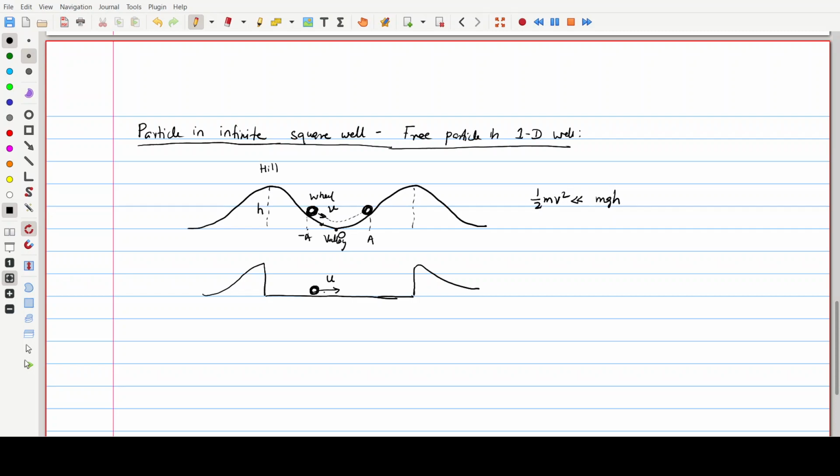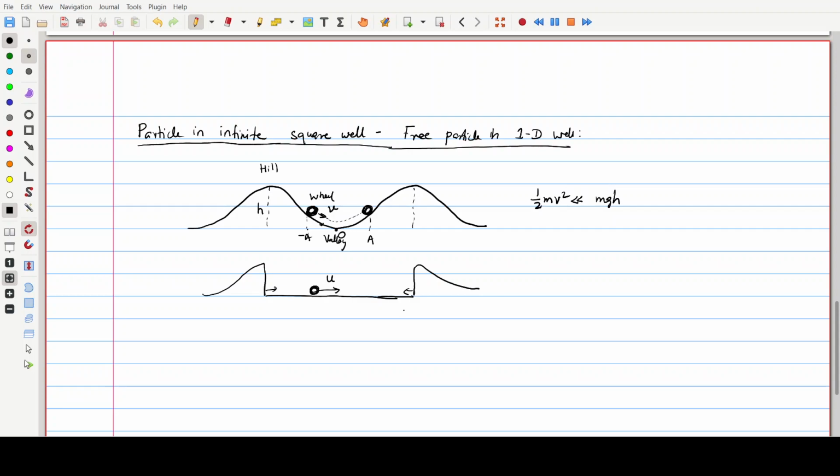Will it be able to climb the hill as in the earlier case? In the earlier case, it climbs the hill for a certain height and comes back. But what would happen in this situation? In this situation, it will obviously bounce back from both boundaries, because it does not have enough energy to overcome this barrier and reach the other part. So obviously it will be bouncing back.